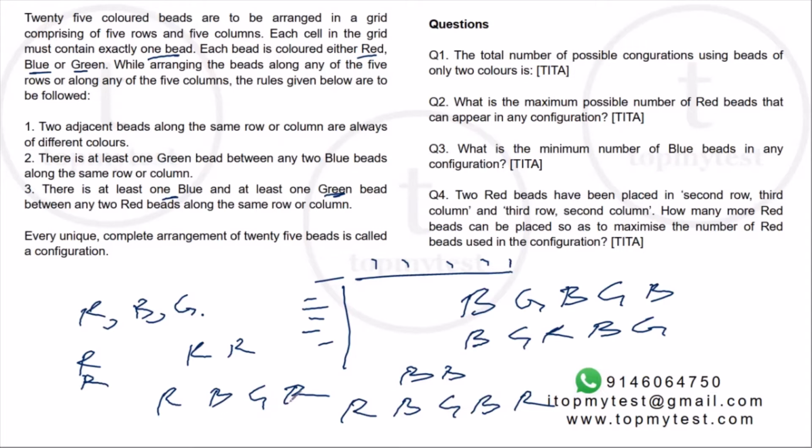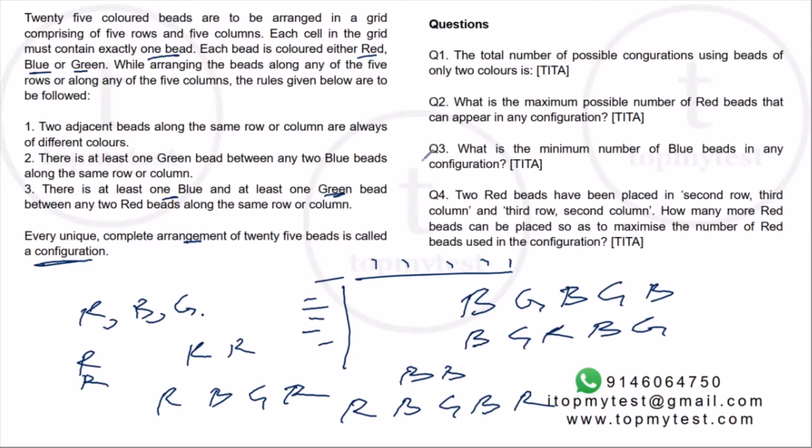You can have more than one also, but at least one blue and one green. Same with the columns as well. Right. Now it says that every unique complete arrangement of 25 beads, which is these fill up, is called a configuration. So every set of arrangement is called a configuration. And then you have each of these questions, you have total number of possible, maximum, minimum, etc.